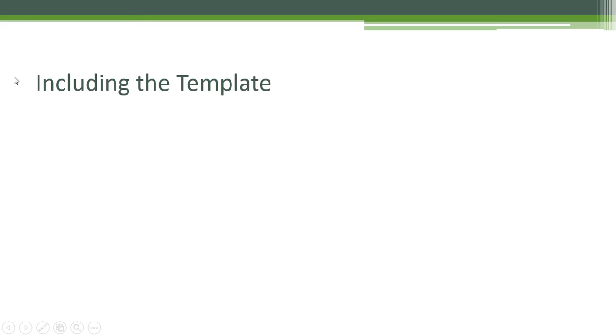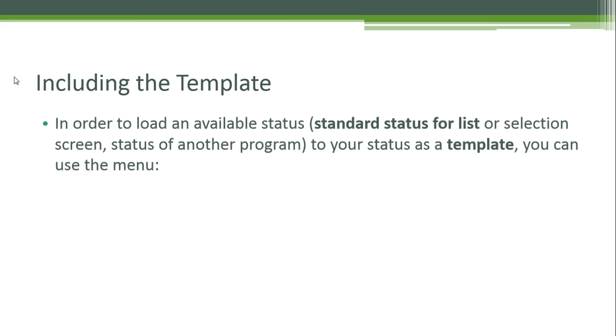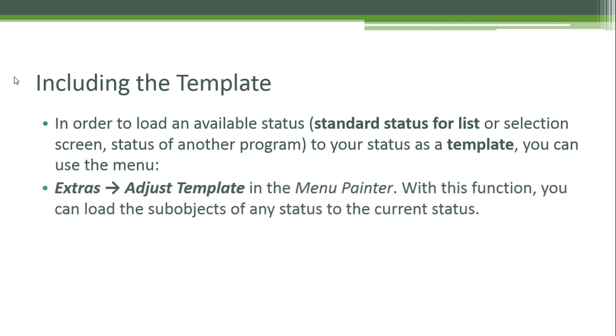So, before moving on to the next bars, I'm going to talk about how you can include a template if you don't want to build your menu from scratch. In order to load an available or standard status for list or selection screen status of another program to your status as a template, you can use the menu Extras, and then go to Adjust Template in the menu painter. With this function, you can load the sub-objects of any status to the current status.